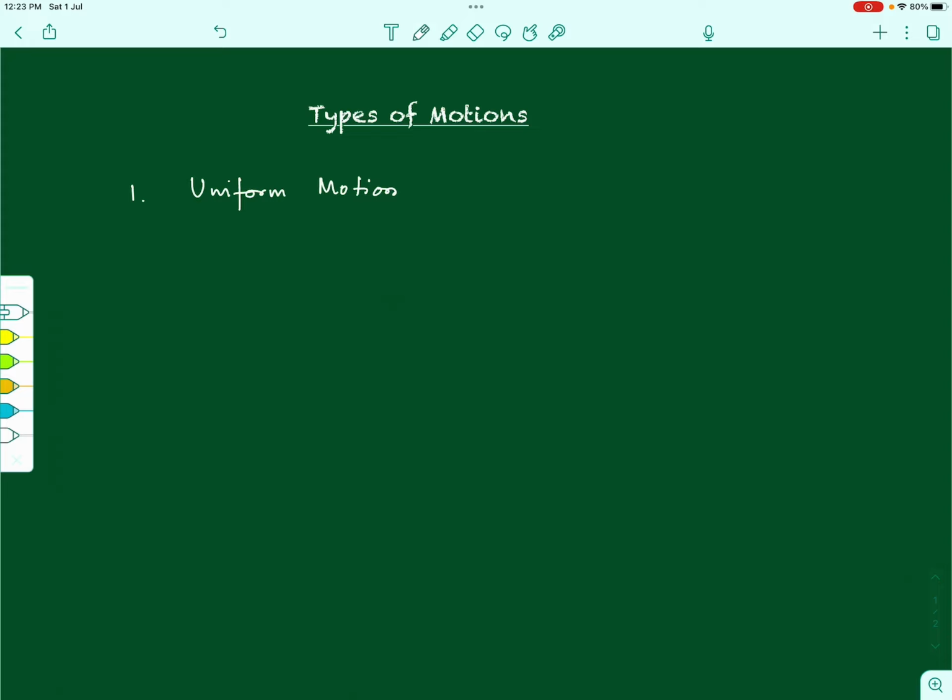Uniform motion is that motion in which a body moves uniformly, as the name suggests. So, it travels in one single direction along a single straight line and with a constant speed, so that it travels equal distances in equal intervals of time.